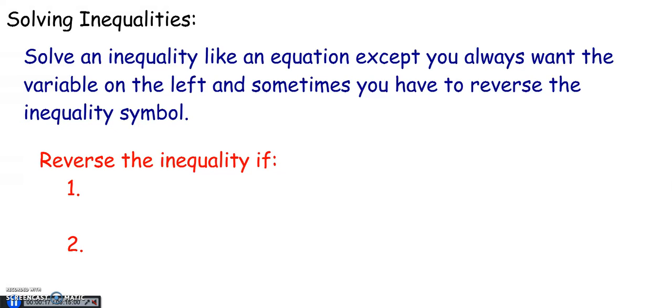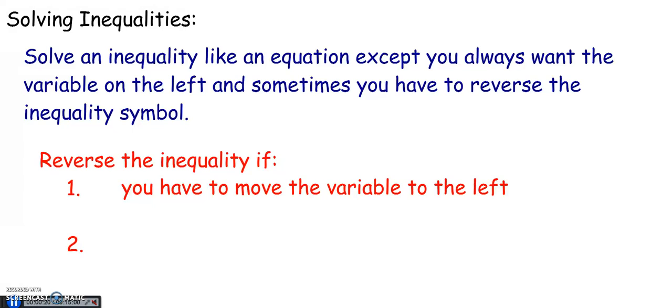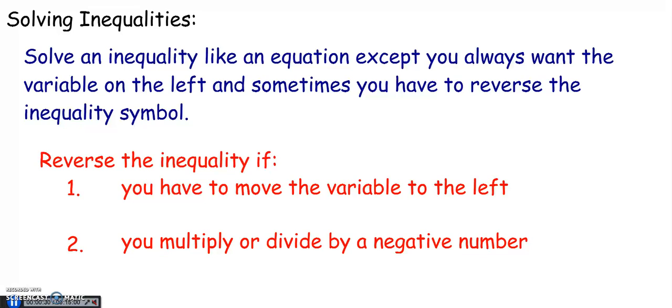The two times you're going to have to reverse your inequality symbol: one, if you have to move the variable to the left-hand side. So if it's on the right and you need to switch it so that it's on the left, you're going to turn the inequality symbol around at the same time. And the second one is if you multiply or divide by a negative number.